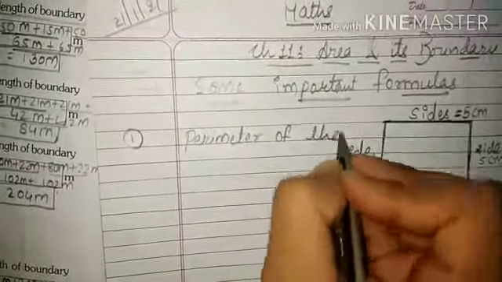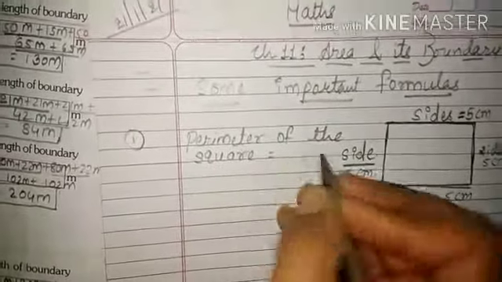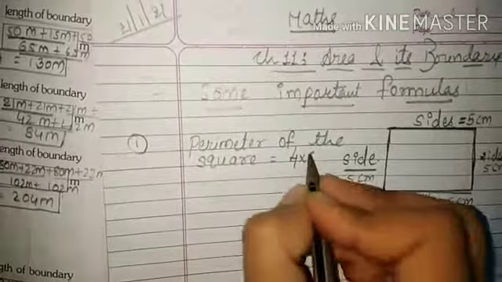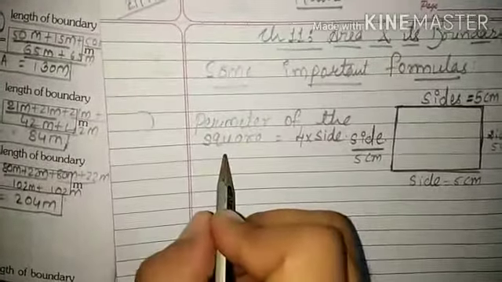Because it is a square, I am writing here square: perimeter of the square is 4 multiplied by side. Okay students, this is the formula for the perimeter.